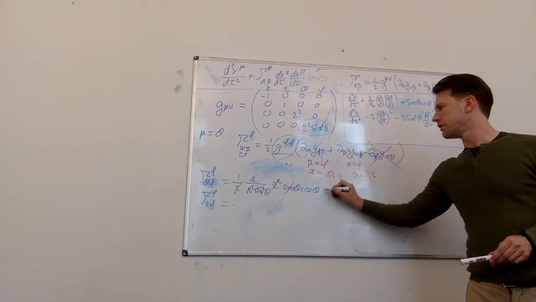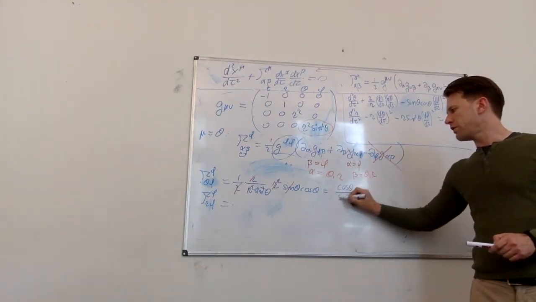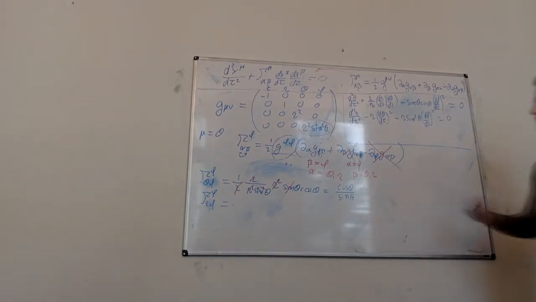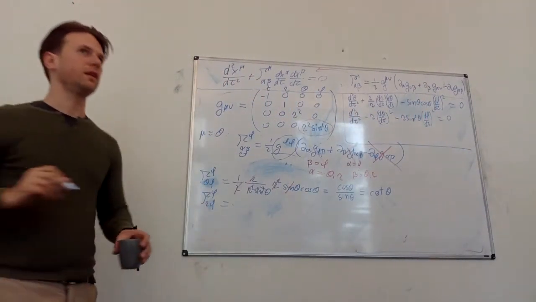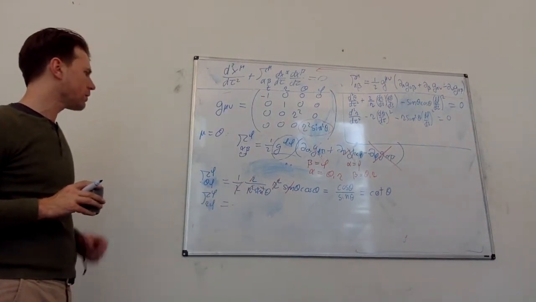Yes. That's it. Thanks. Then, if I'm not mistaken, this will give you cosine theta over sine theta. Yes. So cotangent. Yeah, that's true. No, you're right. I never think in terms of cotangents, but you're right. Good. One Christoffel done. Last one to go.